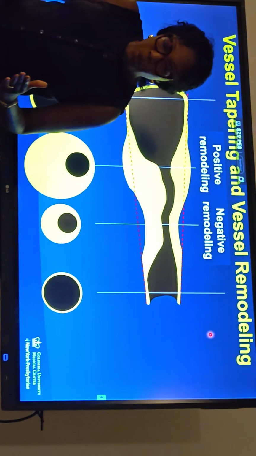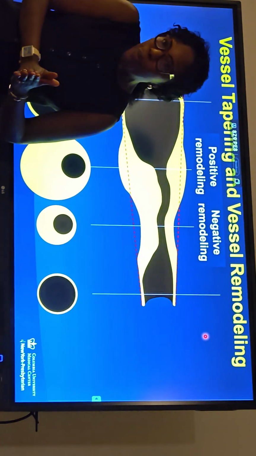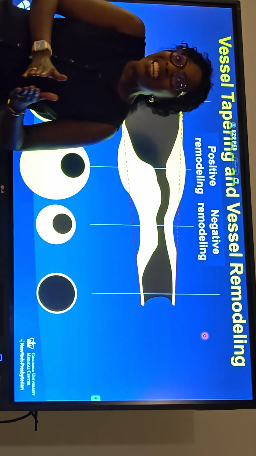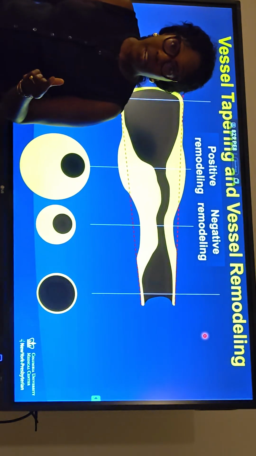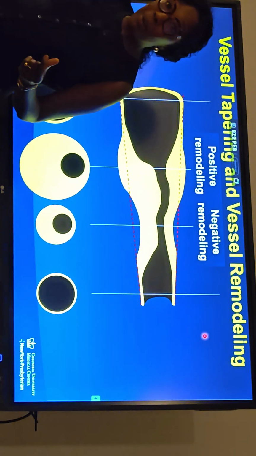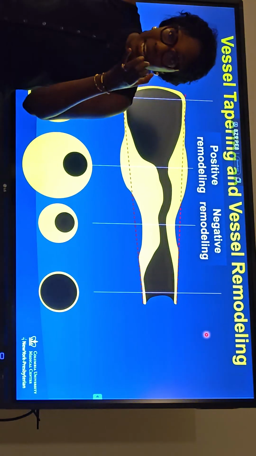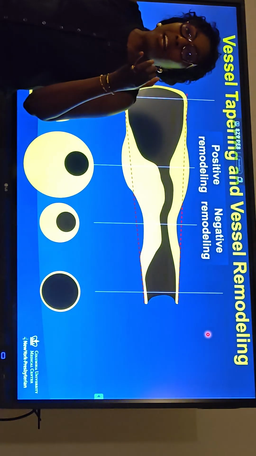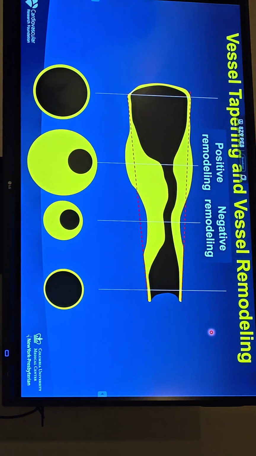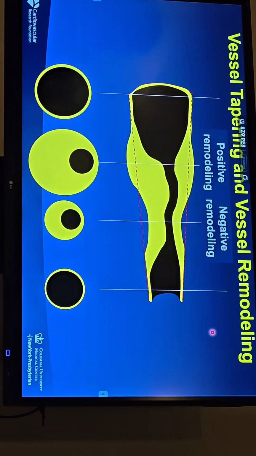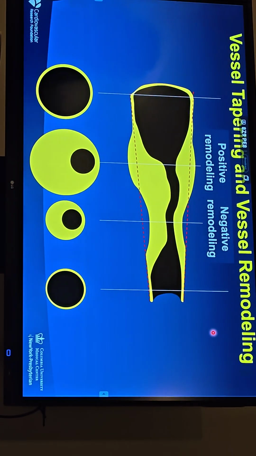Now, with remodeling, I'm always comparing with a reference. If this, which is supposed to be bigger than my distal, is smaller than my distal, we call it negative remodeling. So if I'm comparing with my distal reference, and I'm smaller than my distal reference, I call it negative remodeling. And what is negative remodeling? Negative remodeling is when my vessel is smaller than distally, but usually, not 100%, it's normal and smaller.